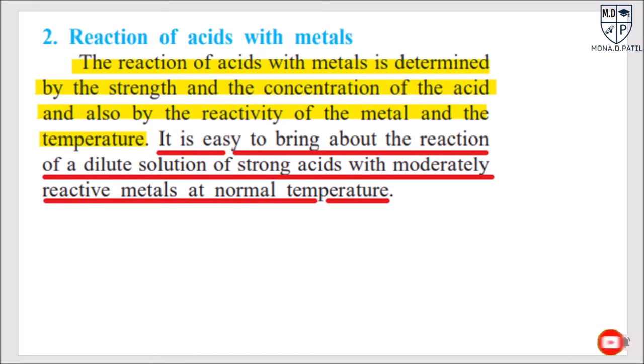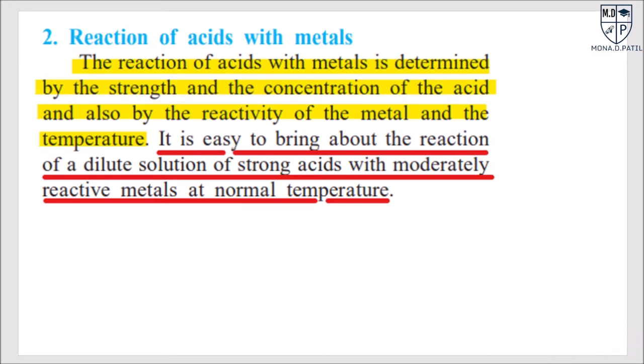Next, reaction of acid with metal. So now different metals or others, metal oxide reaction with the acid and base we are going to study. The reaction of acid with metal is determined by the strength and the concentration of the acid, and also by the reactivity of the metal and the temperature.